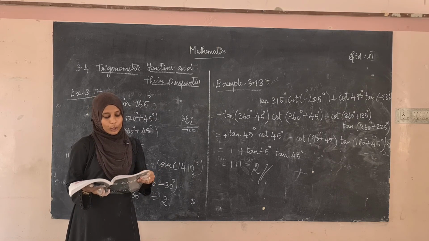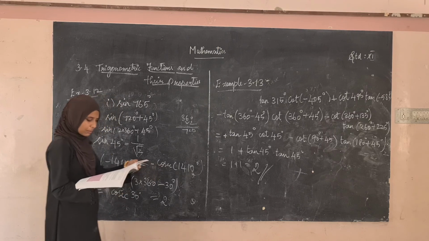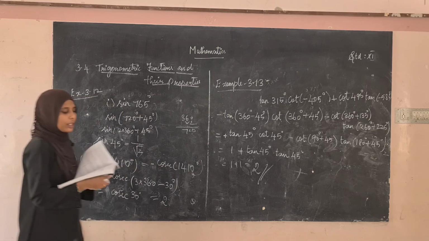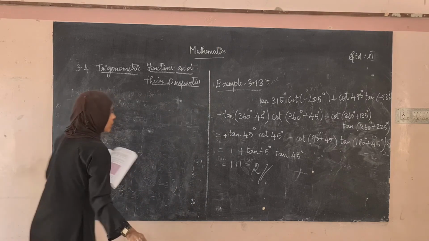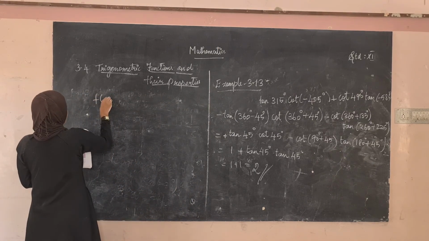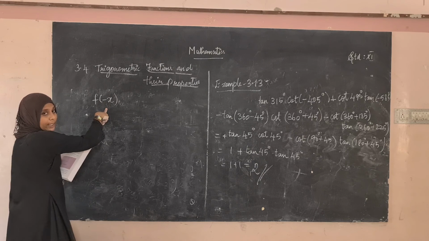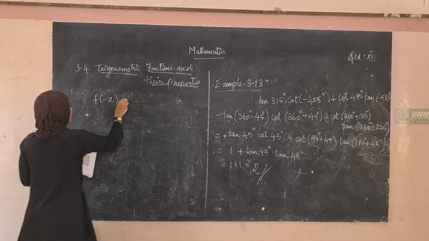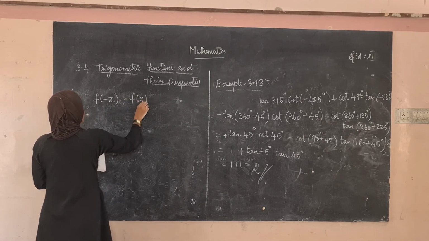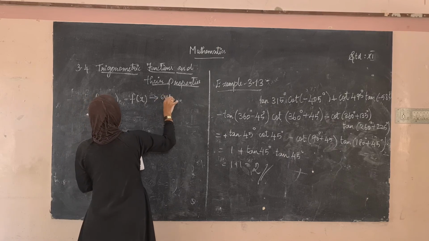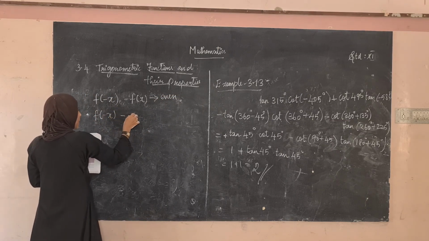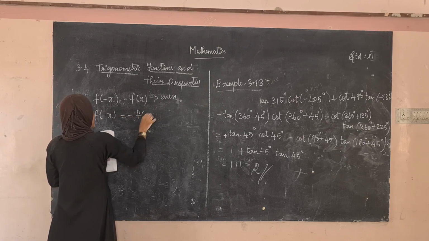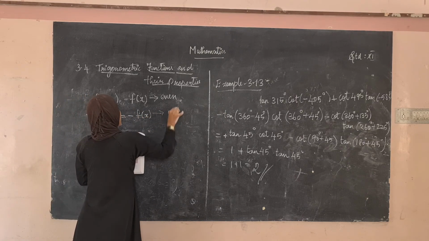It will be asked for your 1 mark questions. And you know the odd function and even function. So, what are odd and even functions? When we write f of minus x, instead of x if you put minus x, and the value comes as f of x, then we can say this is the even function. And when f of minus x becomes minus f of x, then that is the odd function.